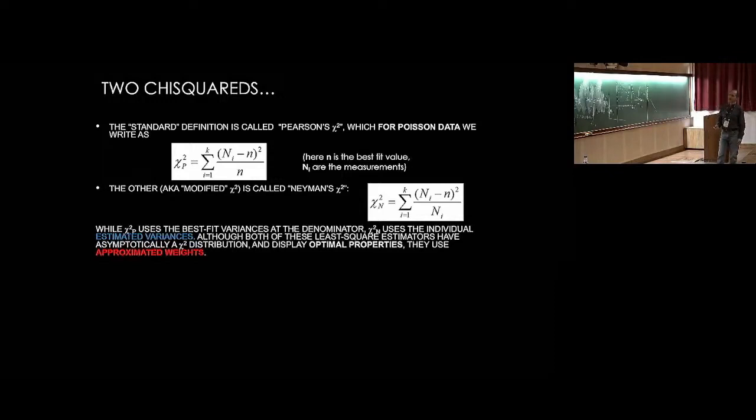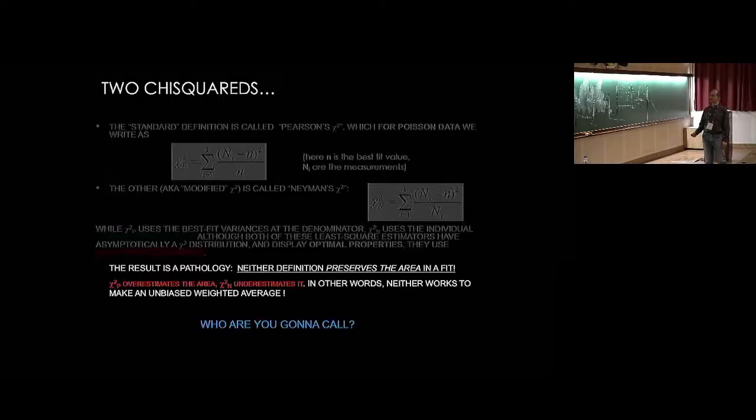So the Pearson's chi-square uses the best fit variances at the denominator. The Neyman chi-square, it's a different definition, uses the individual estimated variances. They are two good estimators. They have asymptotically a chi-square distribution, consistent, display optimal properties, but they're using approximated weight. What this does is that it results in a pathology. Neither of these definitions preserves the area of the Poisson histogram in a fit.